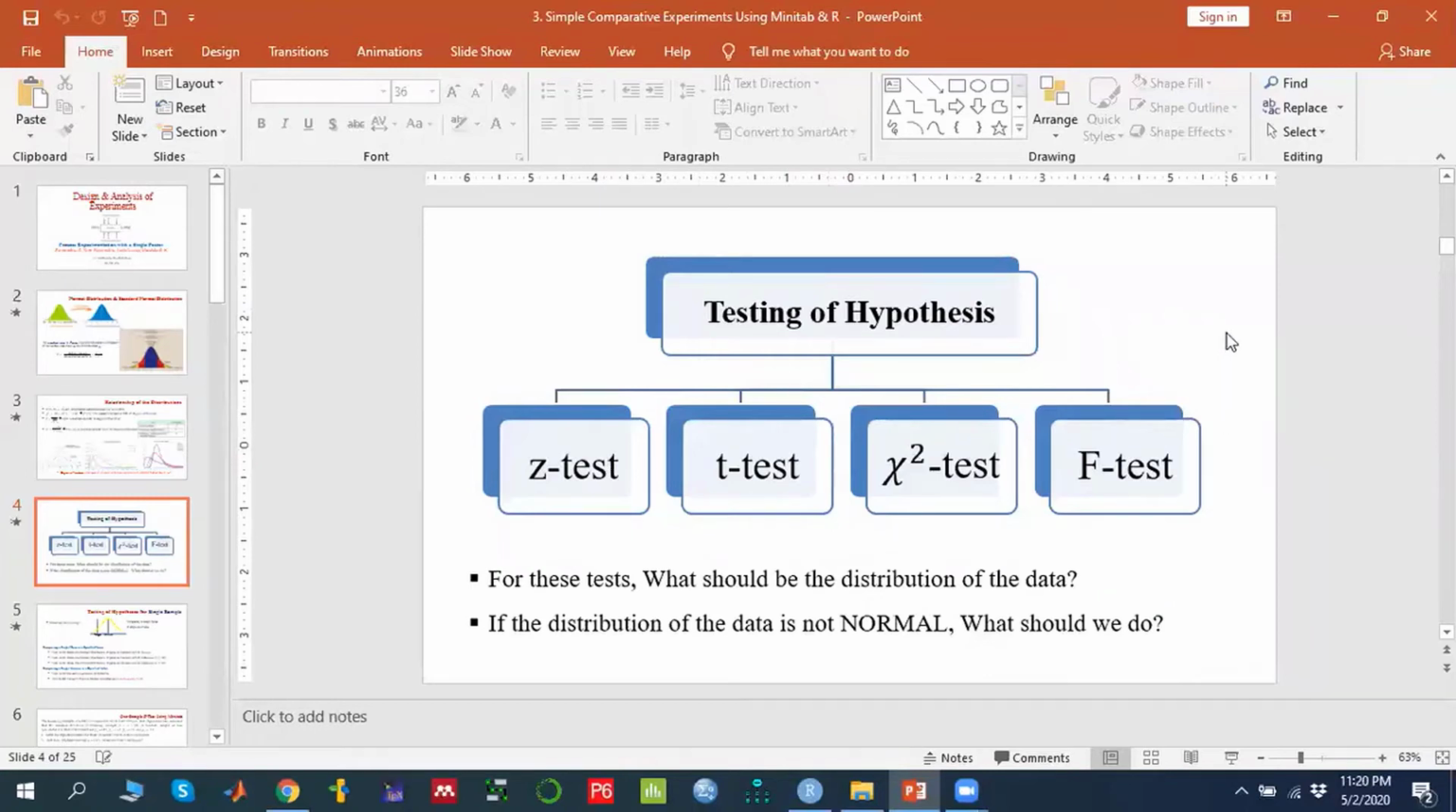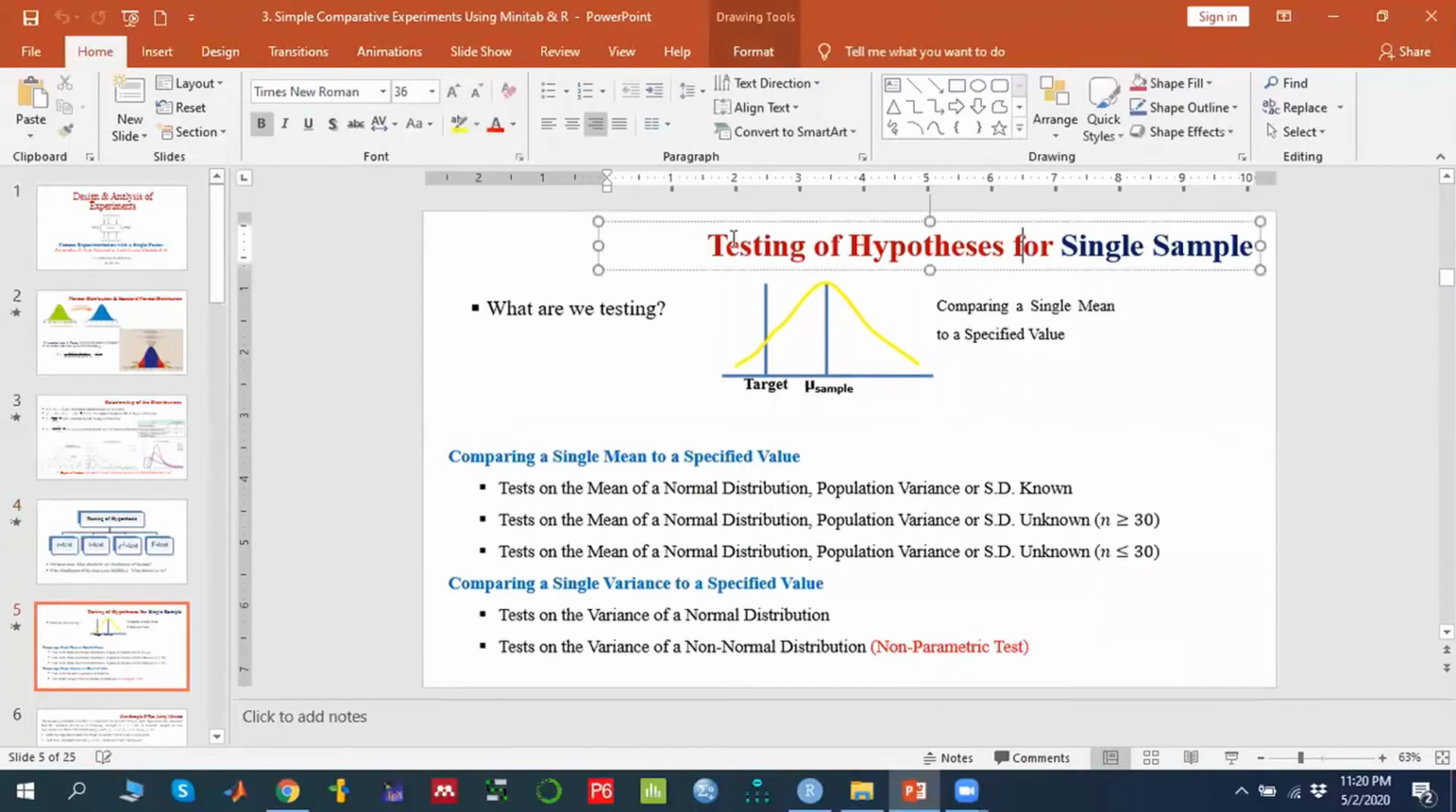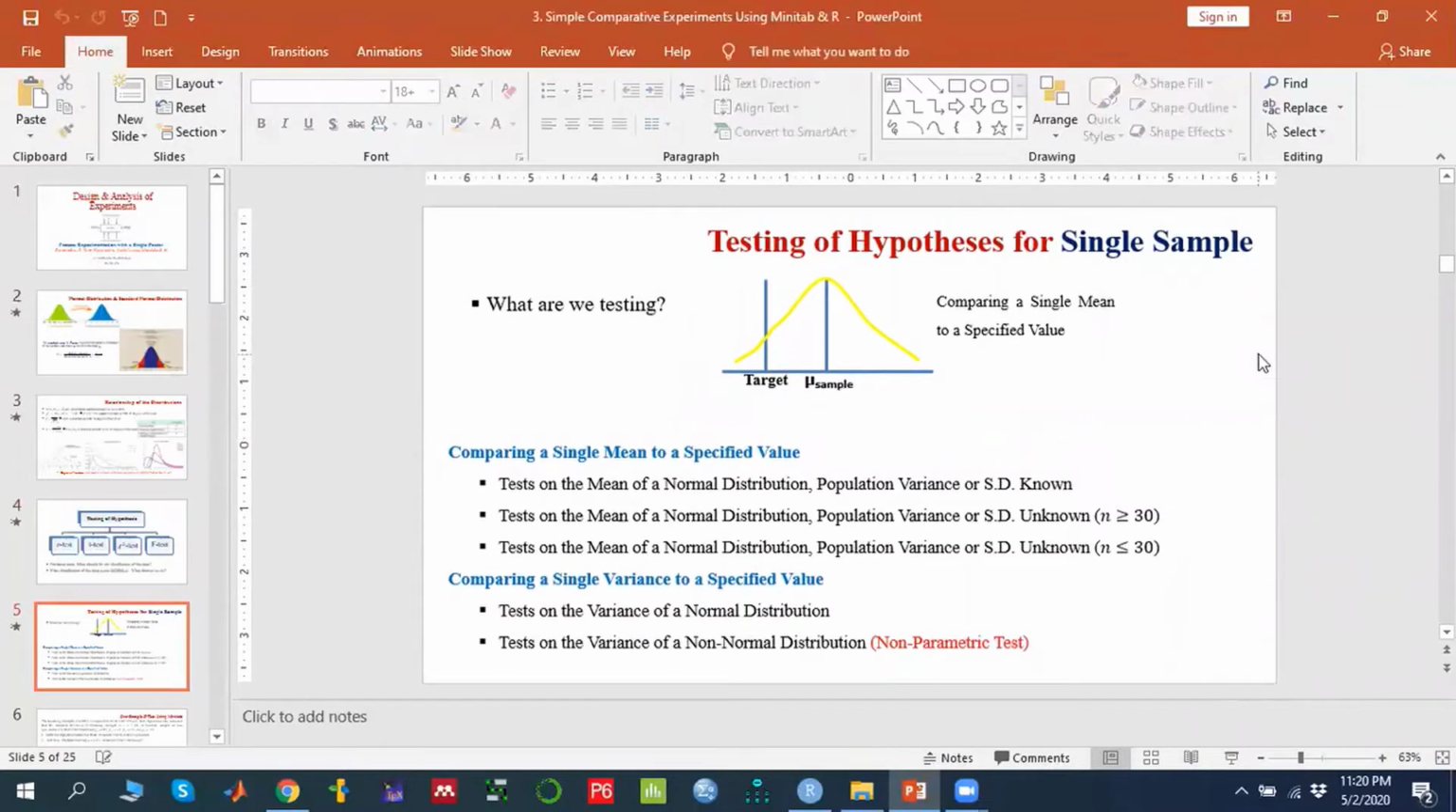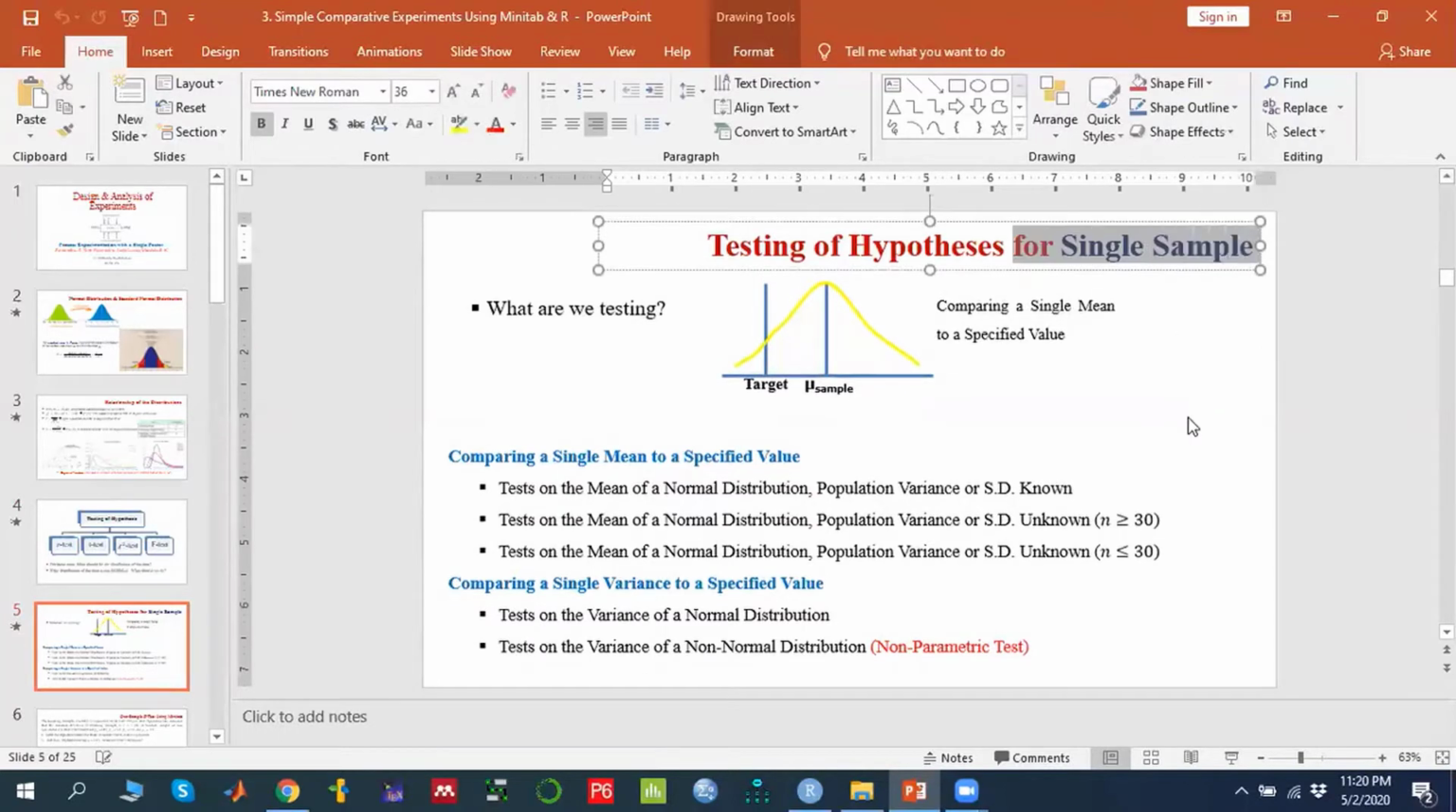So starting with the one sample testing of hypothesis, it means we have a single sample, a single variable, or you can say a single factor. For example, if I want to compare somebody's claim that the production cycle time is 3 minutes, and I want to test that particular claim. Or if a teacher is claiming that the class marks are on average 90, and I want to check that claim. So that is basically the single sample testing of hypothesis.